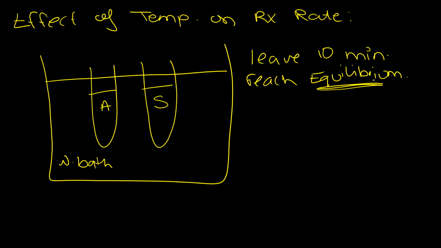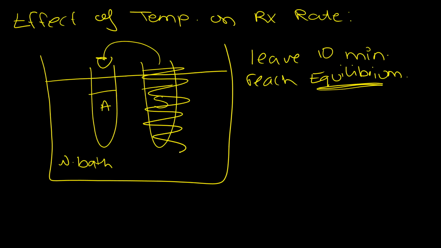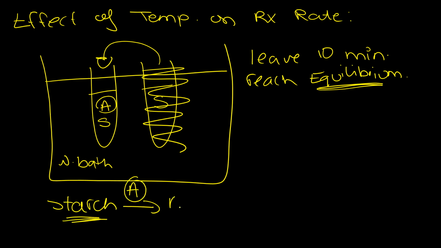After I leave them for 10 minutes and they take the temperature of the surrounding water, now I will mix them. I will mix them and I will put them back in the water bath. So now what do I have? I have only 1 test tube in the water bath that contains the enzyme amylase plus the starch. This amylase enzyme will break down the starch to give me what? Very good. So the amylase enzyme will break down the starch to the maltose.